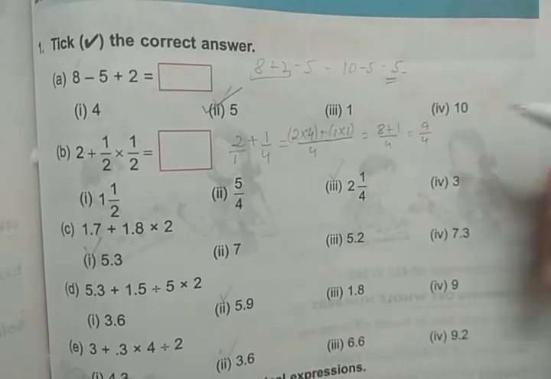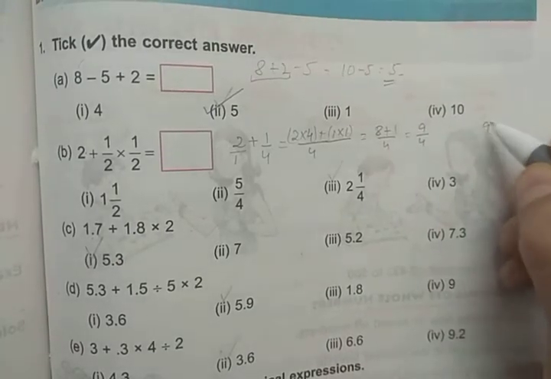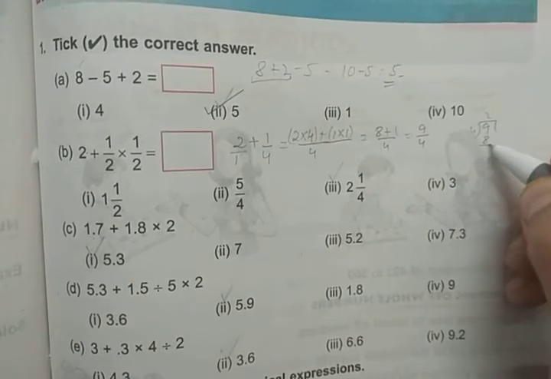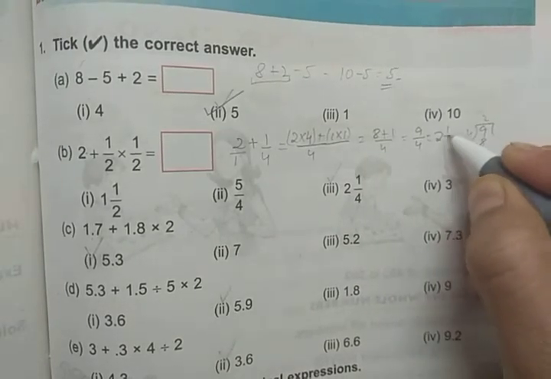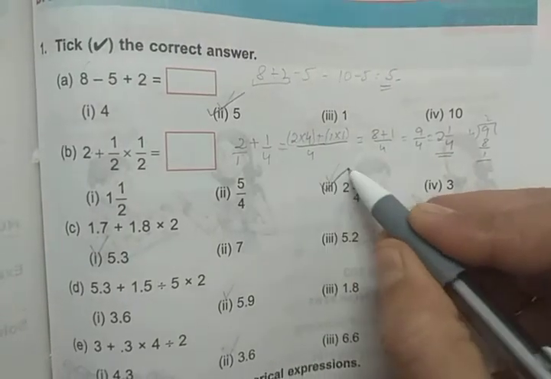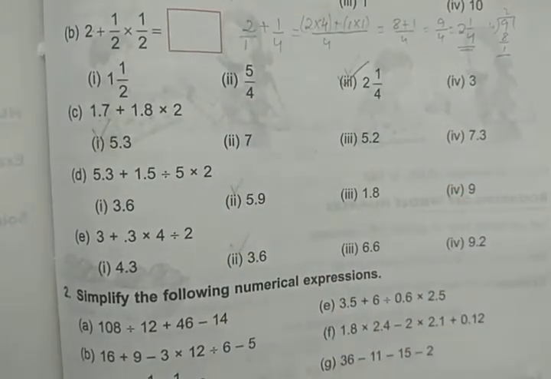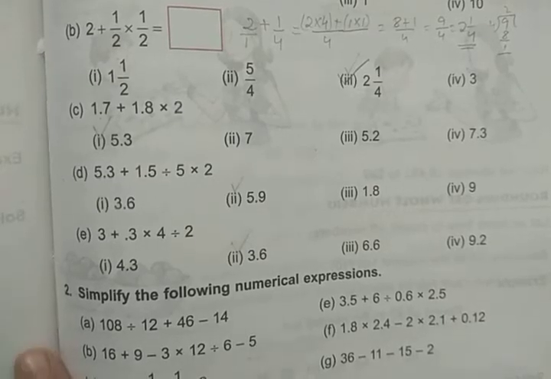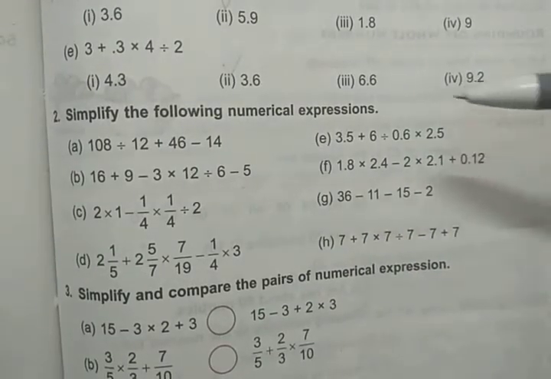So this is an improper fraction, converted into a mixed number. So 9 divided by 4, 4 twos are 8, so 1 remains. So what is the answer? In mixed form, 2 and 1 upon 4. So 2 and 1 upon 4 is the answer. So in this way you have to solve these numerical expressions and you will get the correct answer, or you can say option. And in the next question again, numerical expressions are given and you have to simplify them.